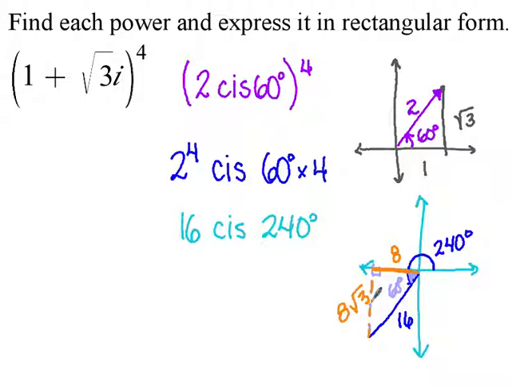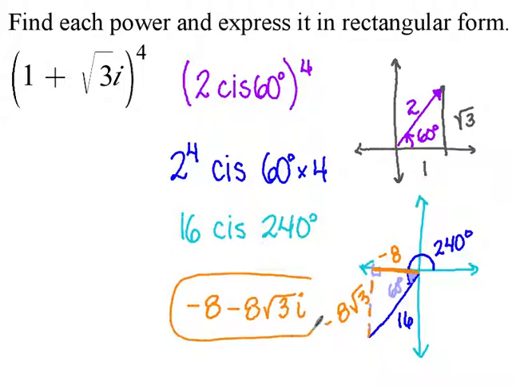Now notice where those are located. What can you tell me about the 8? It's negative, and the 8 root 3 is negative. So if I'm going to write this in rectangular form, I get negative 8 minus 8 root 3i. Things I'm going to be looking for, I'm going to be looking for the 16 cis 240. Okay, so if you make a mistake in the conversion, it's going to be minimal.